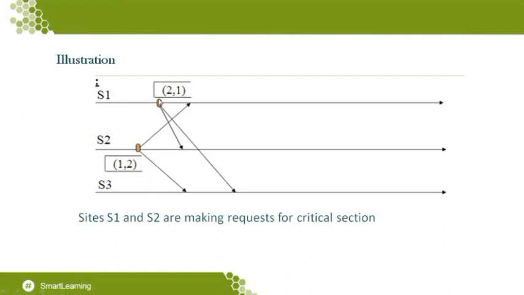In the meantime, S1 has initiated a communication, that is, it has sent out a request message too. The timestamp here is 2, comma, its identity, 1, which is site 1's identity. So this is what happens when you are sending out request messages.